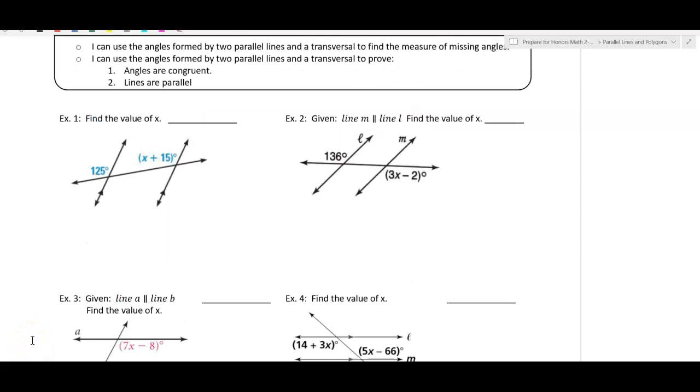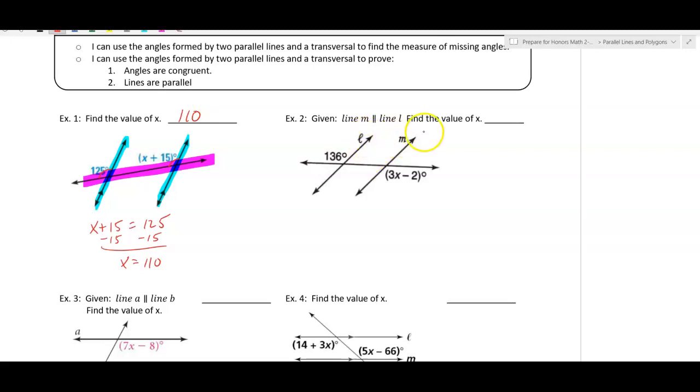So the first example, right? If I look here, I have to find the value of x. If I look at the two angles that are given to me, these are my parallel lines, this is my transversal, and if I notice, these are on the same side of the transversal, non-adjacent, one interior, one exterior, they're corresponding angles, so I know they're congruent. If they are congruent, I set the measures equal to each other, and now I can solve for x. And x would equal 110 degrees.